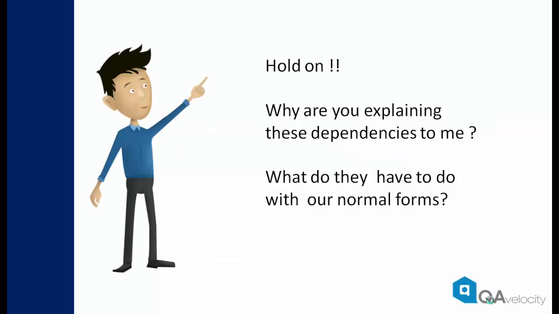Wait a second, why are we talking about these dependencies? What do they have to do with our normal forms? We are talking about these dependencies as they are required to make the table normal. Let's check our rules of second normal form. The first rule says your table should be in first normal form, which we already know how to make.